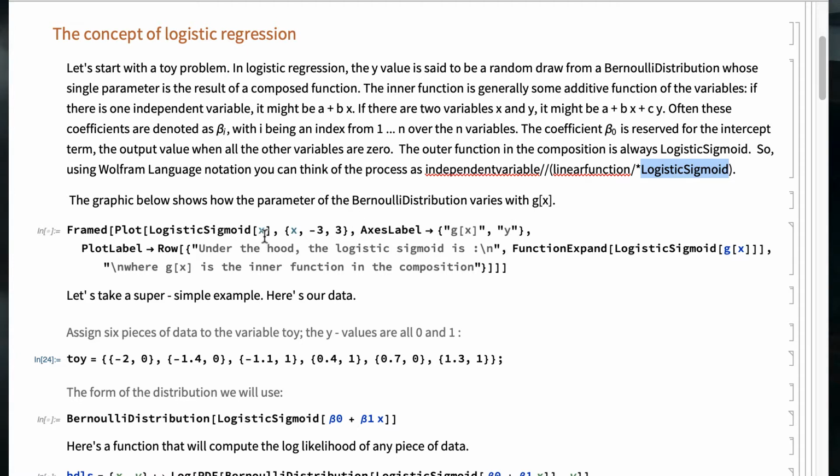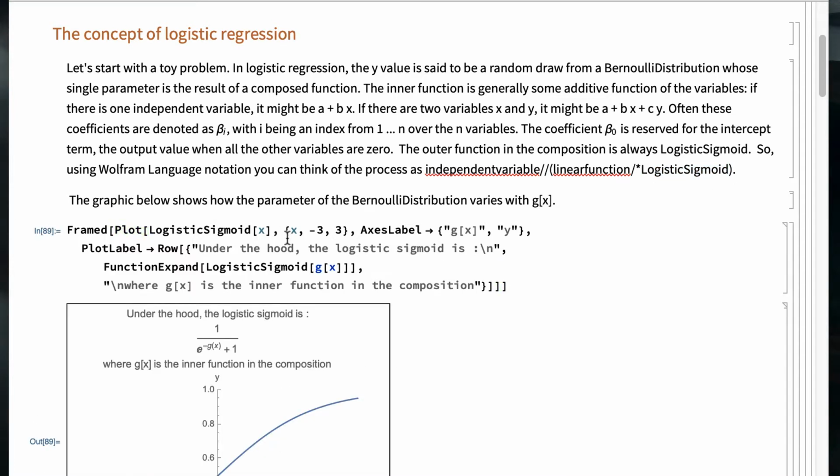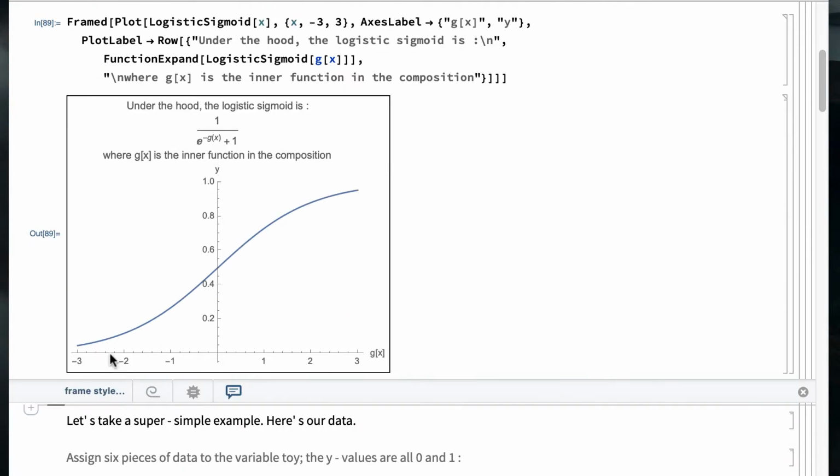I keep saying logistic sigmoid, but what the heck is a logistic sigmoid? So let's take a look at one. And here's a picture of one. Basically, it's bounded between 0 and 1, just like probability values are. And if you don't do anything in particular, then it's going to be close to 0 as the x value is small, and close to 1 as the x value is large. And it gets bigger as you move along.